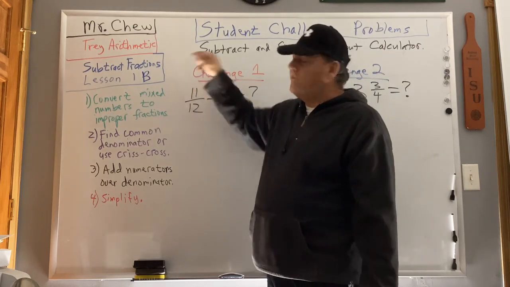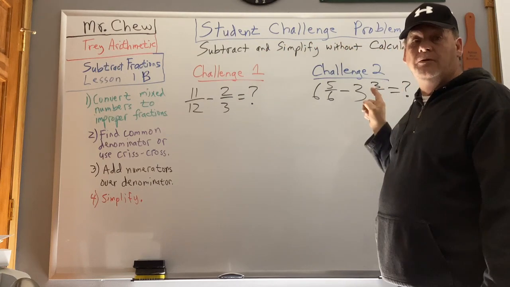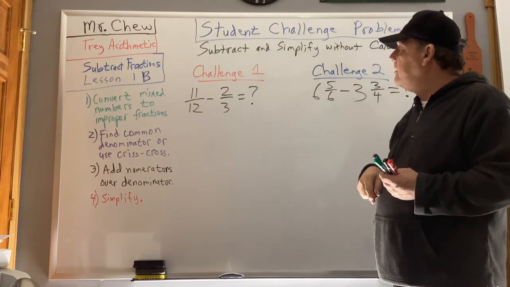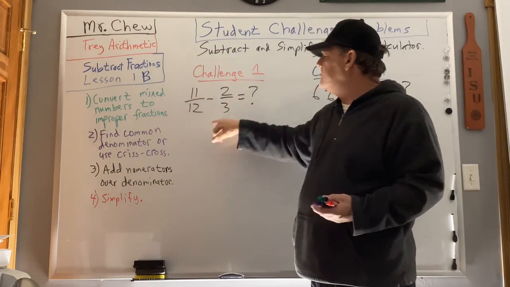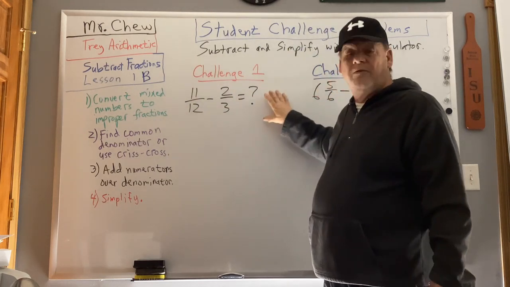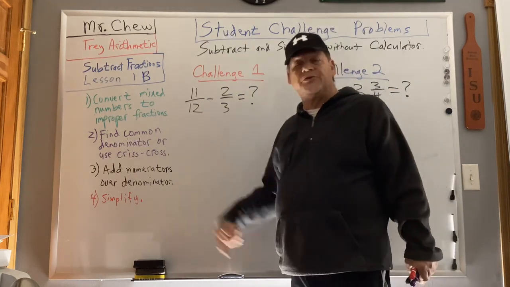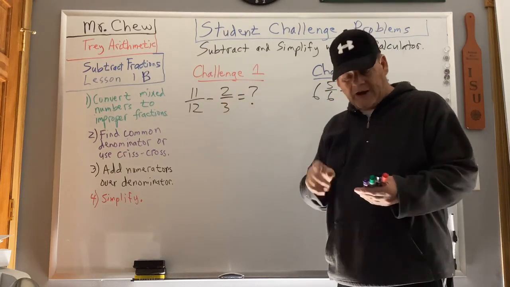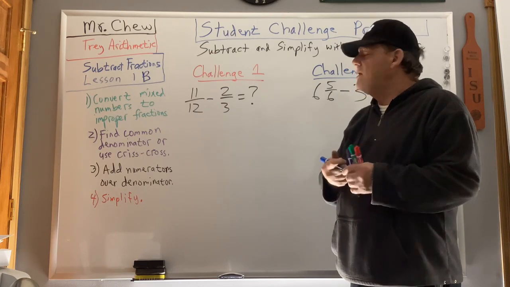We're going to subtract fractions, and these are the student challenge problems. So I challenged you to try these, so let's see how well you did. We always have to convert any mixed numbers to improper fractions. In challenge 1, we don't have that issue. Finding a common denominator or crisscrossing, we're going to find a common denominator. Adding the numerators over denominators, we'll do that, and then we'll simplify. So 11/12 minus 2/3. There's a way to find the least common denominator, but that's another video. Right now we're just going to find a common denominator.